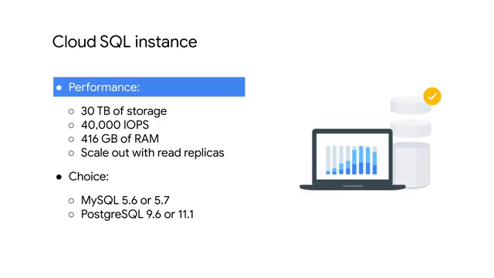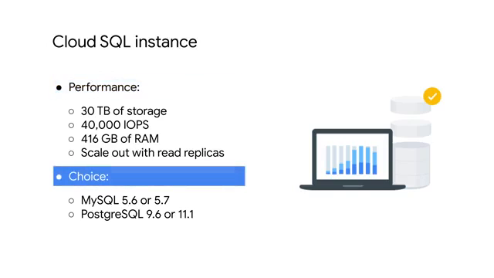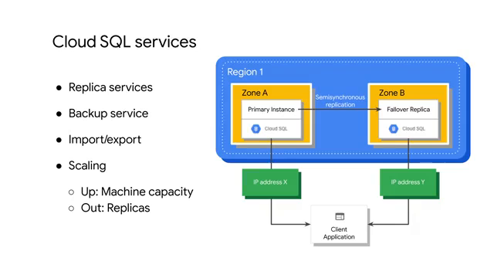Cloud SQL delivers high performance and scalability with up to 30 terabytes of storage capacity, 40,000 IOPS, and 416 gigabytes of RAM per instance. You can easily scale up to 64 processor cores and scale out with read replicas. You can use Cloud SQL with either MySQL 5.6 or 5.7 or PostgreSQL 6.9 or 11.1 as of this recording. Let's focus on some other services provided by Cloud SQL.